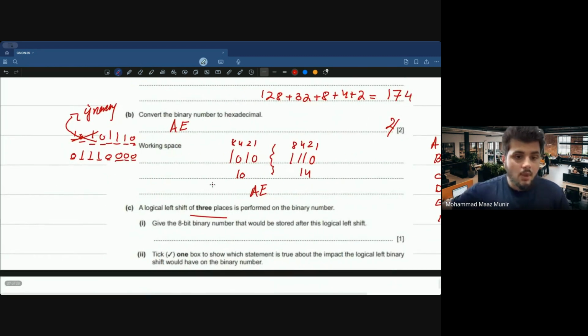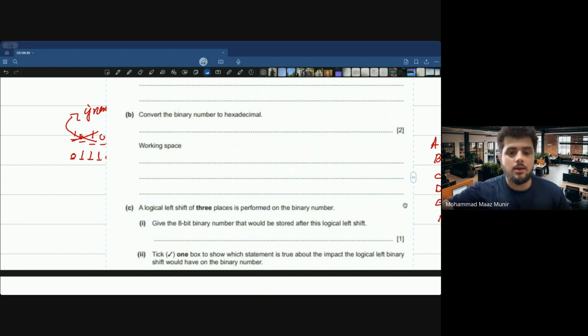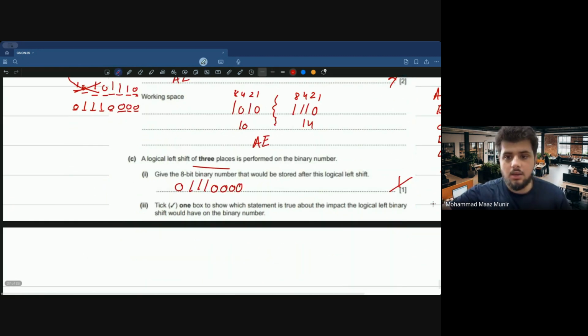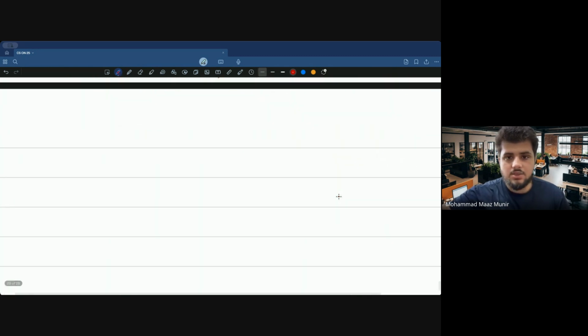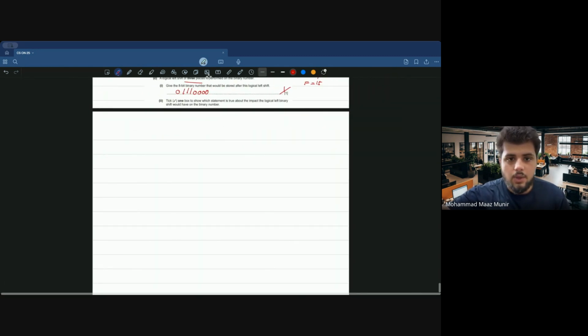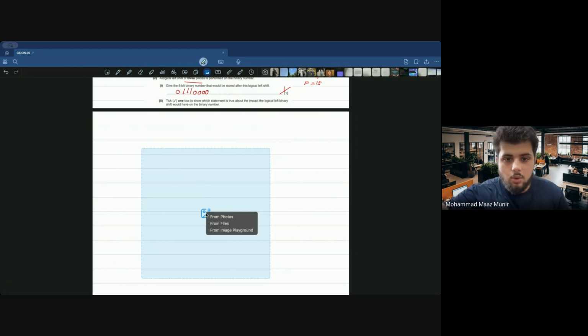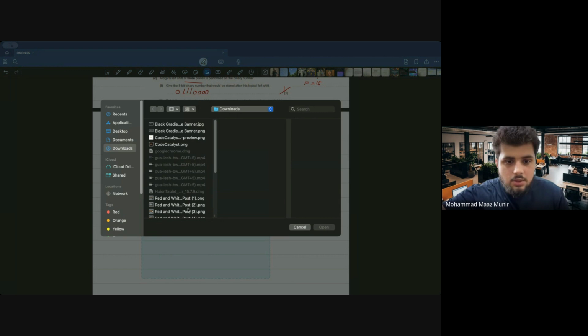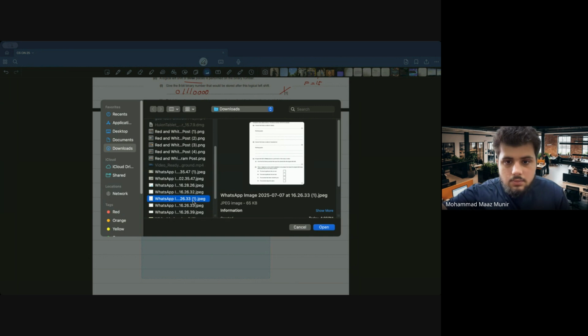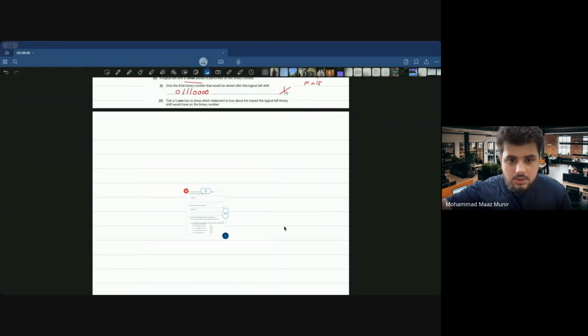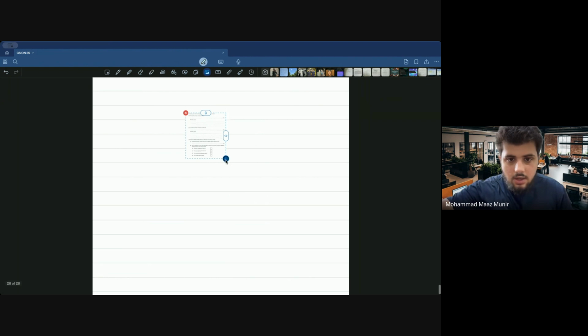So now, what will we be writing up here? 0, 1, 1, 1, 0, 0, 0, 0. Again, easy 1 mark. Nothing complex. Let me just recopy the question up here so that we could do the other parts too. Just a moment. From files, where's the question? It was this question. Yes, this question. And now let me just enlarge it.